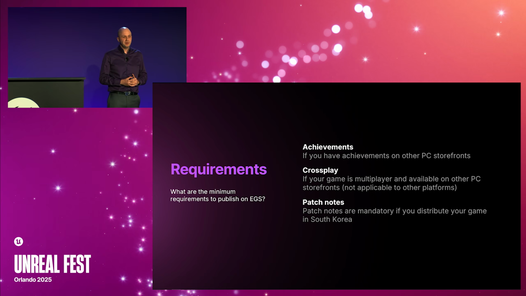If your game is multiplayer, that's the second requirement. If your game is multiplayer and you are going to release on another store, so basically Steam, for example, we want people to be able to play together, so we're asking for crossplay. And the last one is patch notes. These patch notes, at the moment, are not public. We are only sharing this with the rating committee every time you have a major update, because they are going to check if your game has something that might change and might need a new rating.